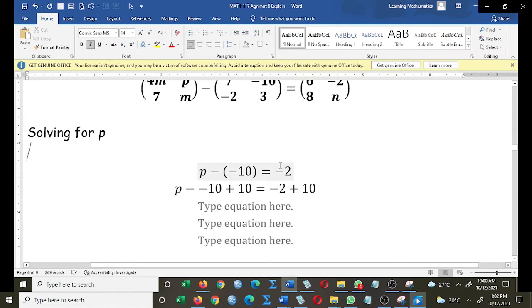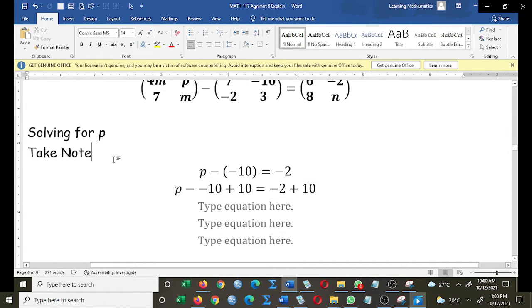Yes, that first equation is correct, but that second equation is not correct. So it would be P plus 10 equals negative 2 because it's two negatives. Right. So what he just said there is correct, but I have to come back to you. You can't say P minus minus 10 plus 10. And I'm going to tell you why.